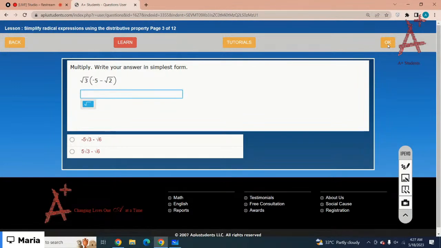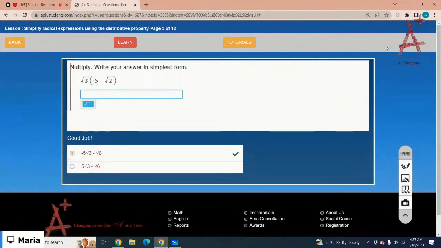Okay, the next one is square root 3 times negative 5 minus square root 2. So which is the correct option? It would be negative 5 square root 3 and minus square root 6, because 3 times 2 is 6. So it would be option number 1.